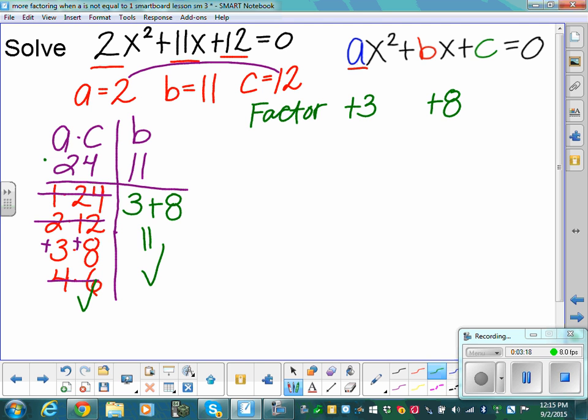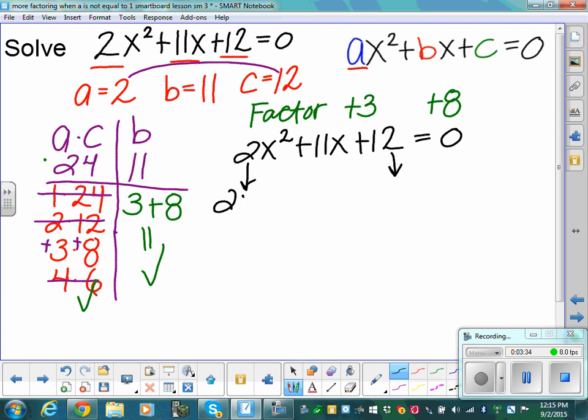Okay, so now we're going to move on. This is where we drop and break. So I'm going to write down the original problem, 2x squared plus 11x plus 12. This is where we drop and break. So we're going to drop down our end terms, so drop down our end terms here. So we'll have 2x squared and positive 12. The sign always has to drop down with it.